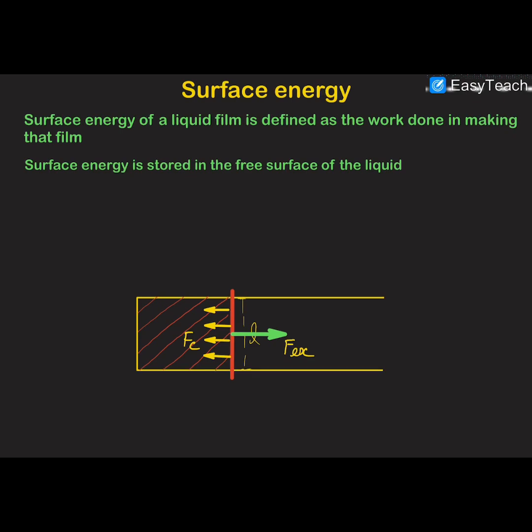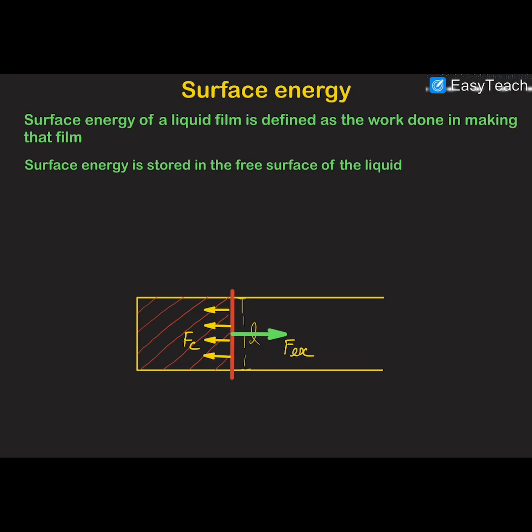In this video, we are going to discuss the basics of surface energy. Surface energy actually is the work done in making a surface film slowly. It is very important to note that surface tension does not allow any liquid film to increase its area, and it opposes any increase in area of the free surface of liquid.